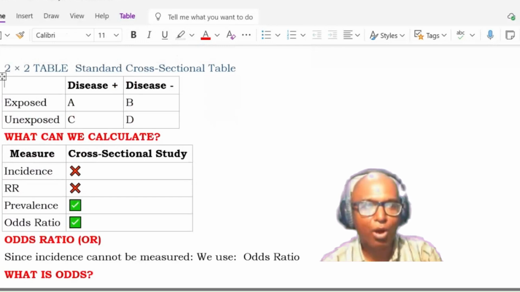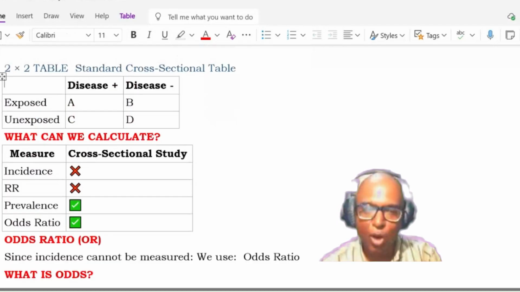Okay, and we divide the odds of this by the odds of this. If you remember relative risk, what we calculated was the incidence in the exposed divided by the incidence among the unexposed. So there it was A divided by A plus B, C divided by C plus D. But here it is an odds.